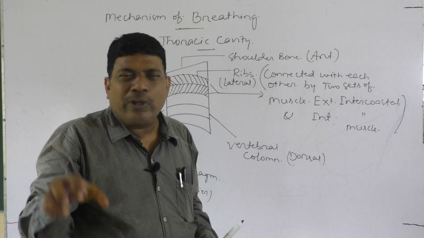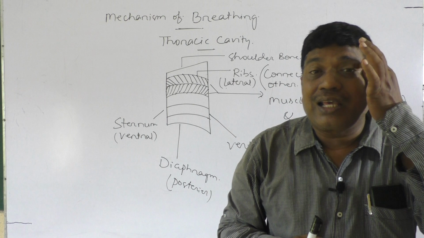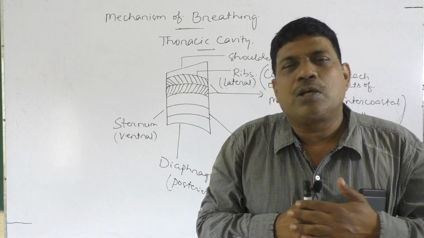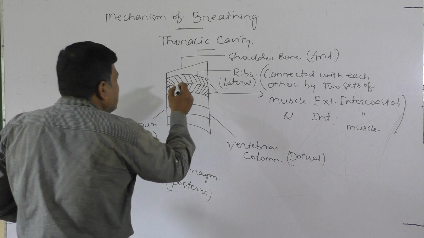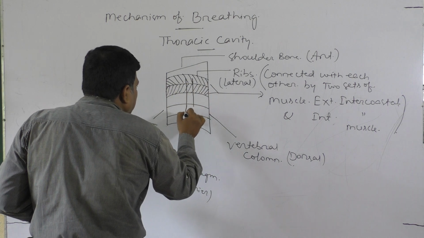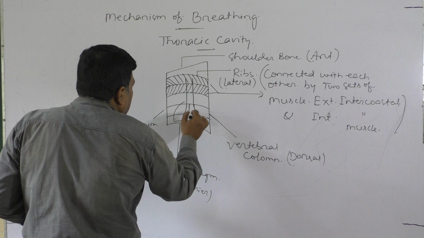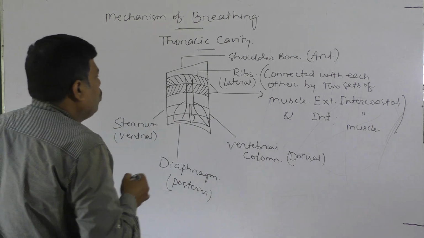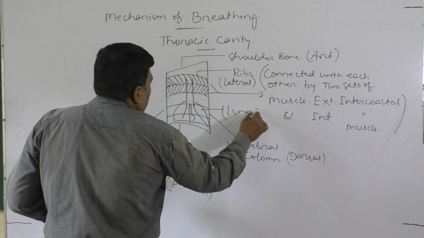So with these structures, one cavity is formed, that is called chest cavity or thoracic cavity, and the 12 pairs of ribs are interconnected with each other by two sets of intercostal muscle, external intercostal and internal intercostal muscle, and inside which one pair of lungs remain airtight. This is one pair of lungs.